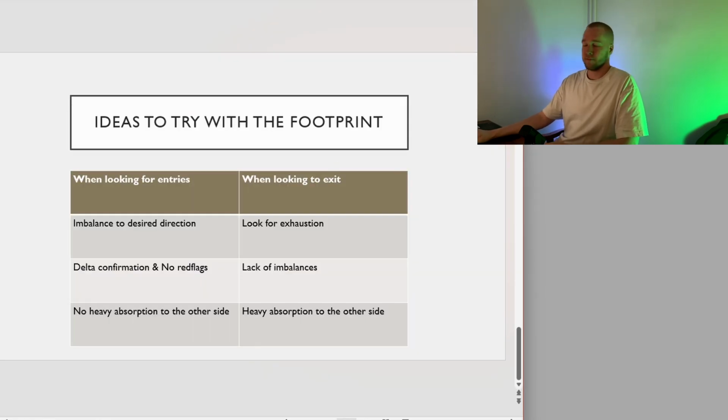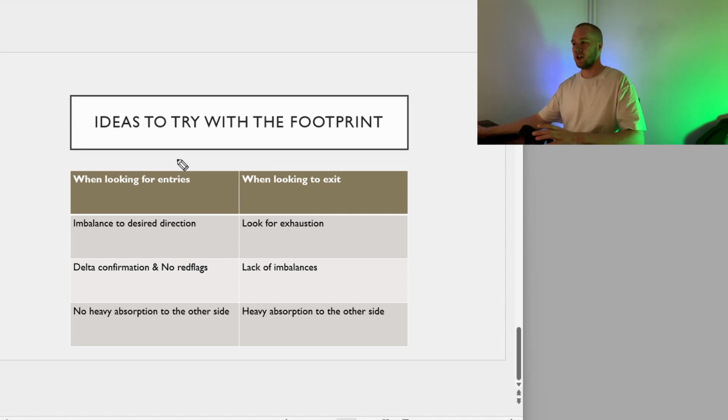And just lastly, we have some ideas that you should try with the footprint chart. Now please remember, this is not trading advice. These are just ideas. You should probably try them on a simulator, not a live account, but just try them.